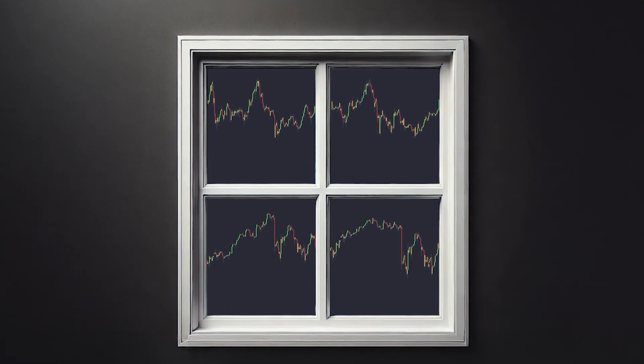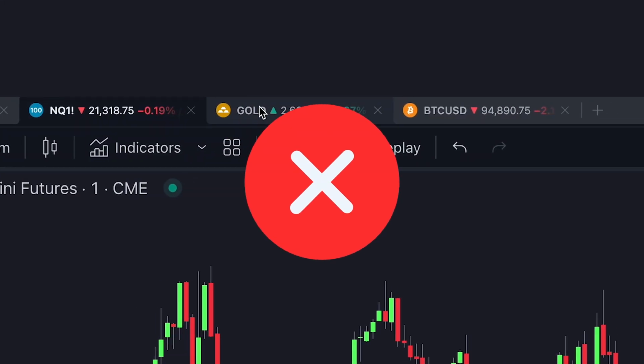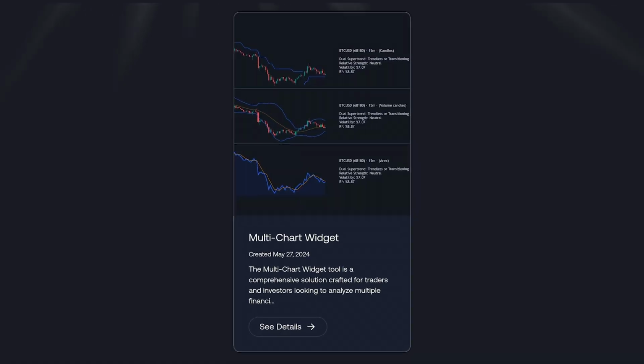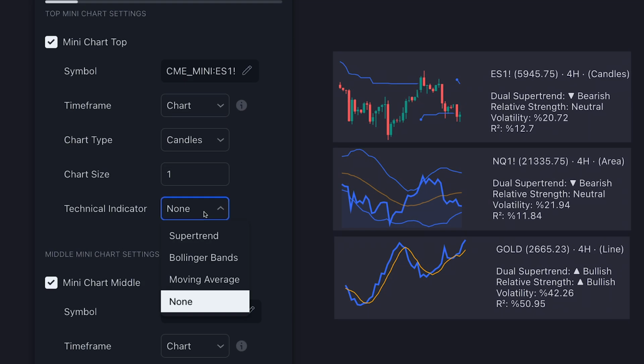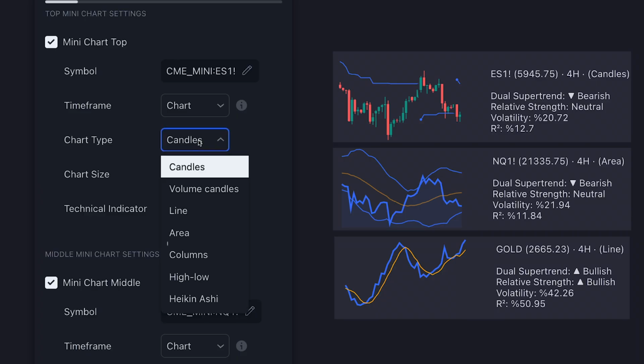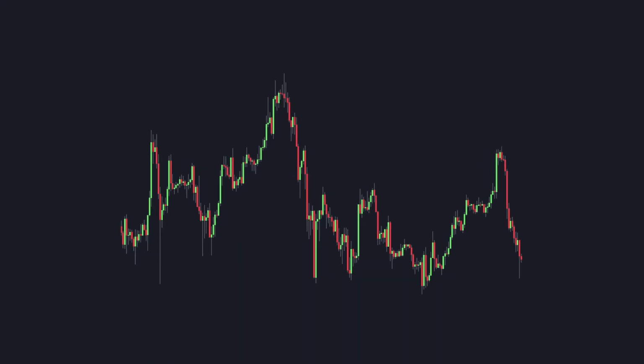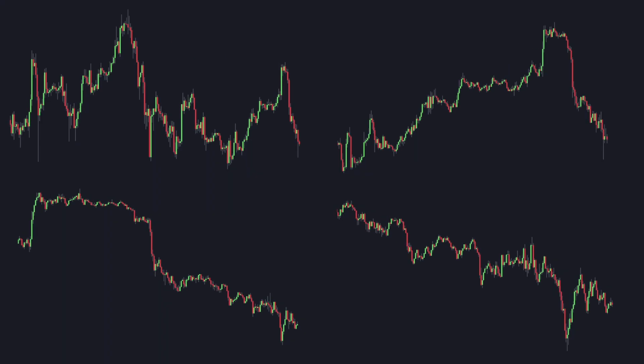One window, 4 charts. You no longer need to flip between TradingView tabs because this indicator lets you view up to 3 extra charts alongside your main. Each can have its own custom indicators and different chart types such as area chart, a line chart, and much more. This indicator will allow you to easily view the market from not 1 but 4 different perspectives.